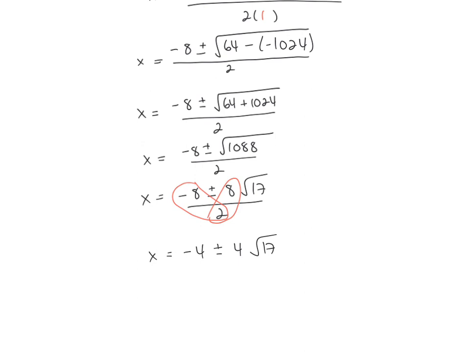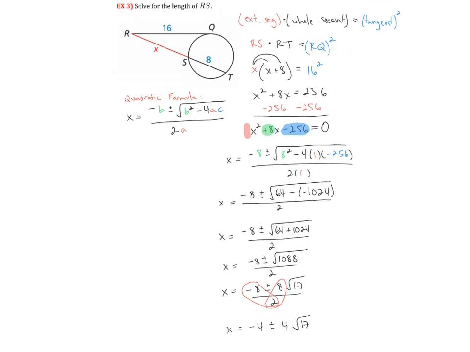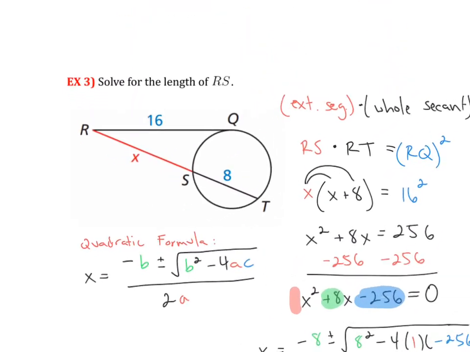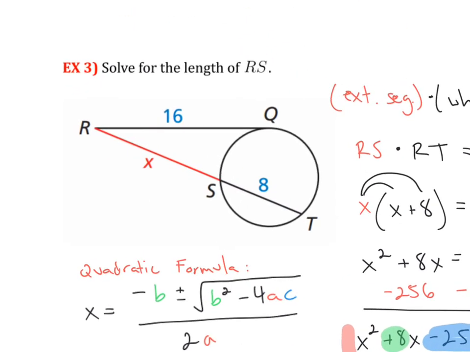Now, this technically would be our final answer if we were working in algebra, but because we are working in geometry, let's come back to the picture for a moment and remind ourselves what we were solving for. We were solving for the length of RS. And the length of RS, the smallest it can be, is 0. We cannot have a negative distance, a negative length.